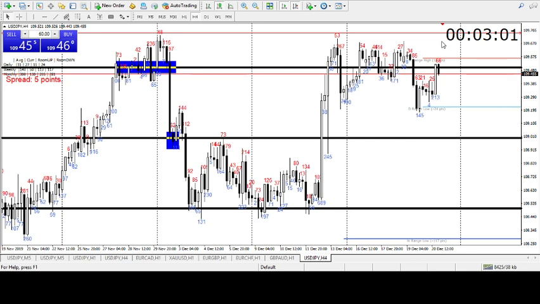For example, if you have a $2,000 account and your drawdown is $100 or $50, no matter what happens in the market, even if the market goes 600 pips against you, you will still only be losing $50 out of your $2,000 account. Simple as that.